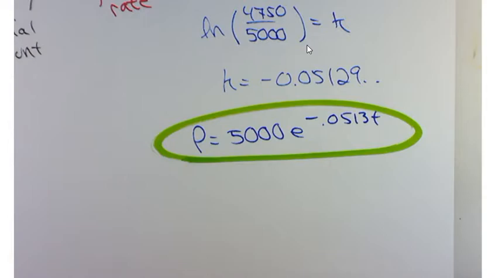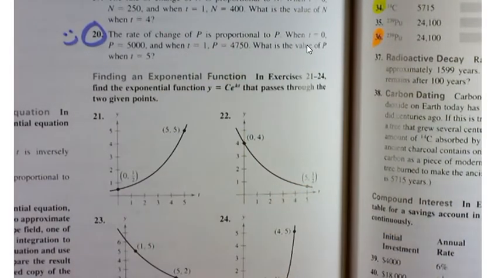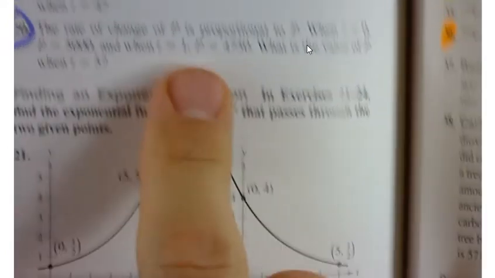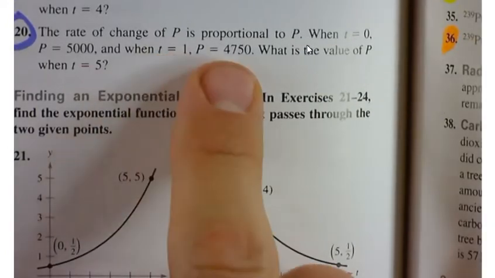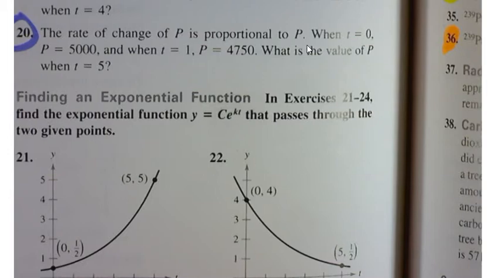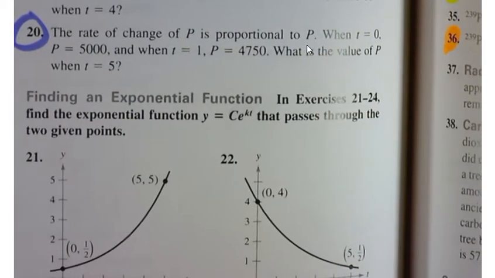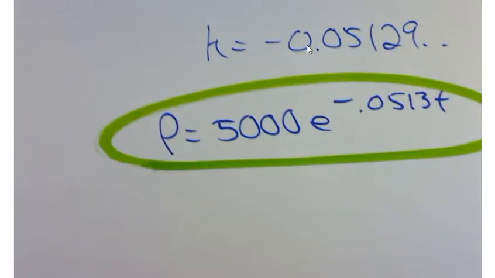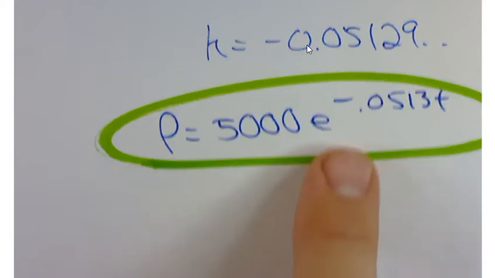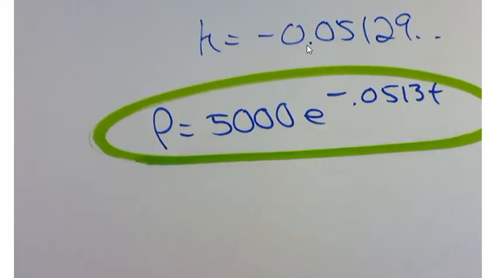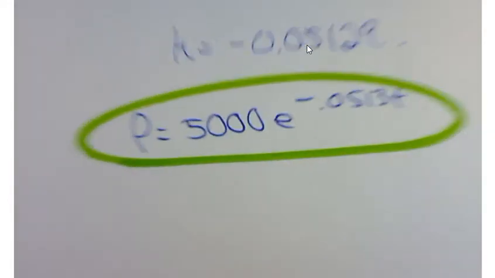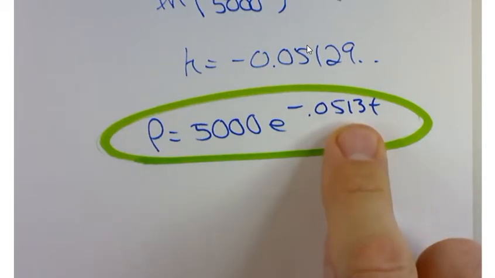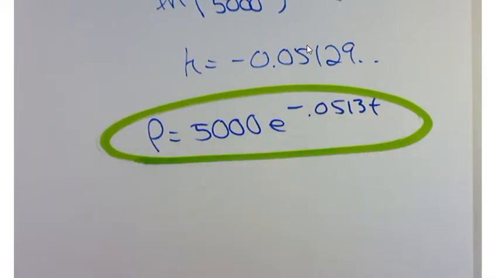They gave that to you in the problem, yeah. So if you look back, they tell you that at time equal 1, P is 4,750. And that's what allowed us to solve for k. Okay. So the nice thing now is that you can make projections. If this was your population, maybe it's a population of a small town, you can figure out what the population is going to be 10 years out. Just plug in t equals 10.